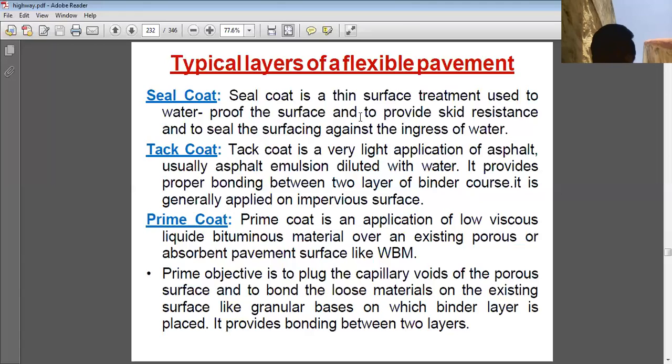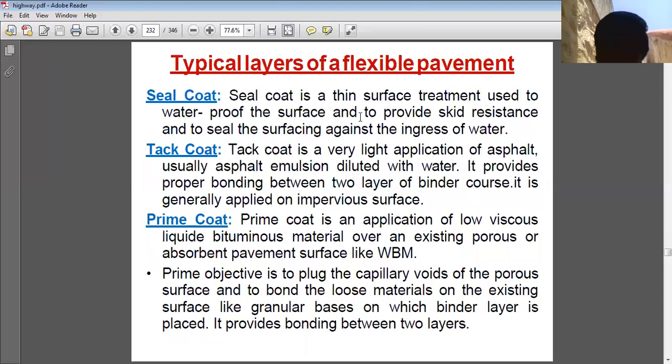Next, tack coat is a very light application of asphalt, usually asphalt emulsion diluted with water. It provides proper bonding between two layers of binder course. It is generally applied on impervious surface.